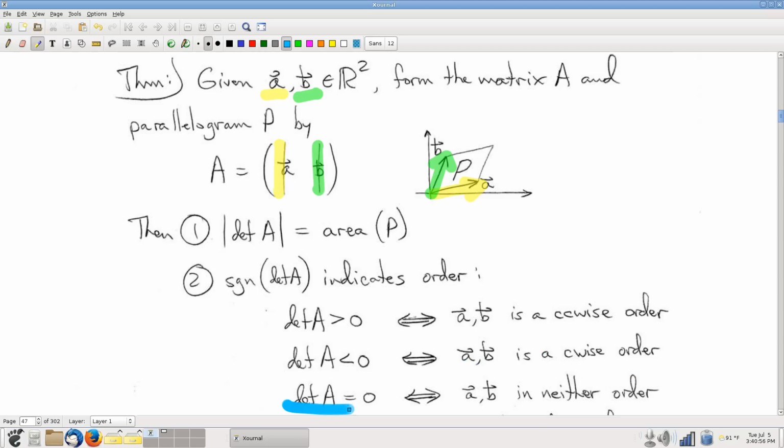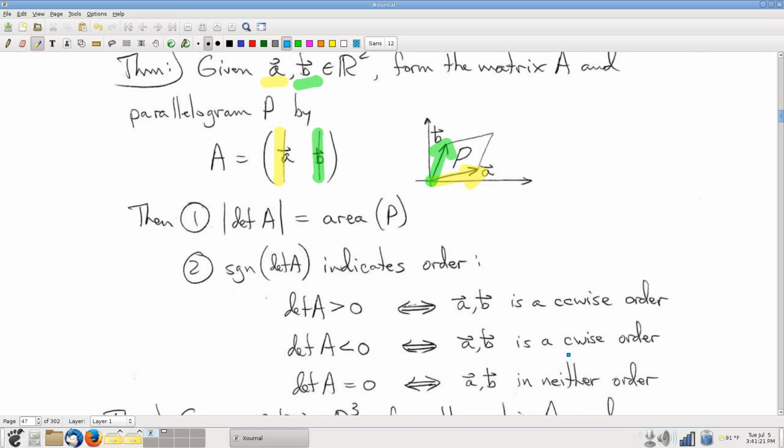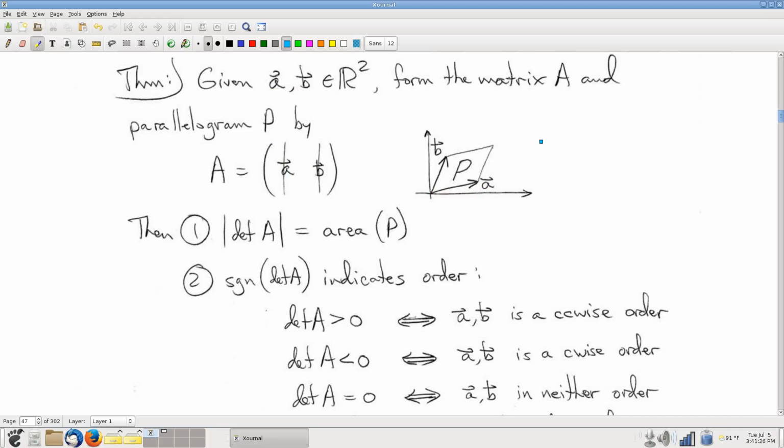And furthermore, if the determinant is 0, then those vectors are in neither order. Now, that can come in a variety of different ways. The vectors might be, for example, parallel. That's neither clockwise nor counterclockwise. Or one of the vectors might be the 0 vector. Well, it doesn't make any sense to talk about clockwise or counterclockwise in cases like that. Okay. All right, so this is one of the facts mentioned about determinant in Math212. I hope this looks familiar to everyone.